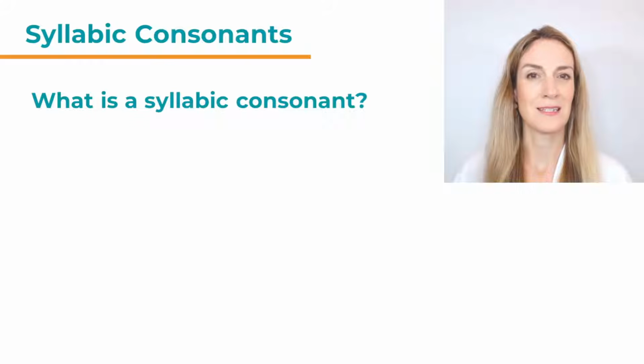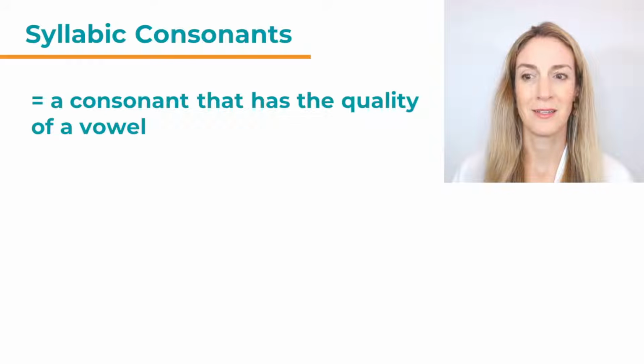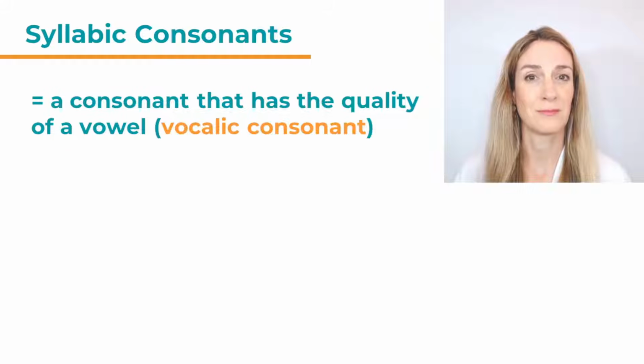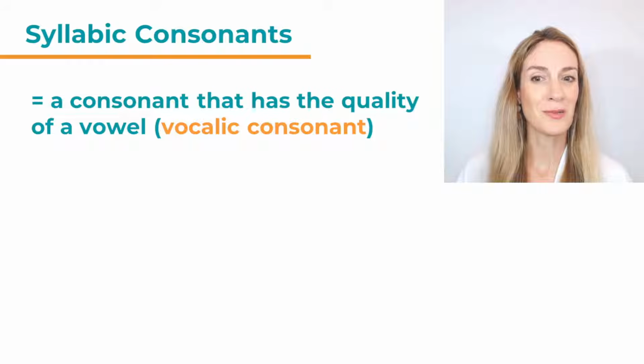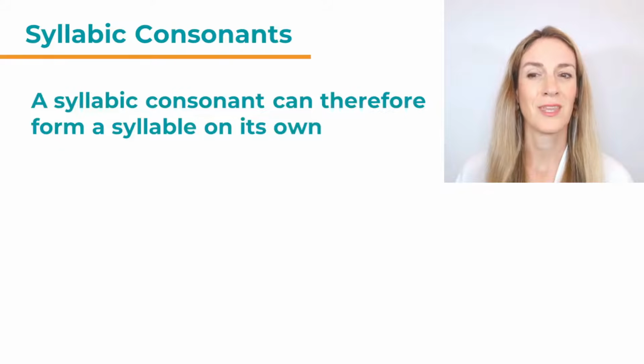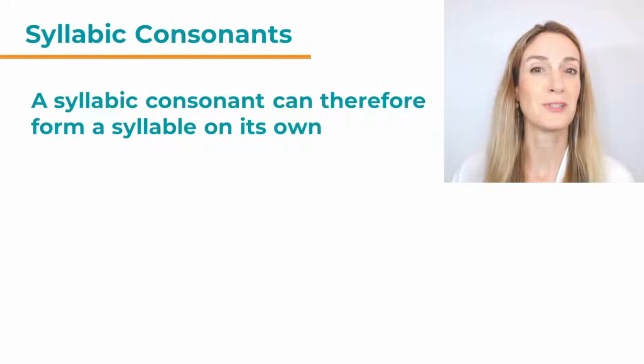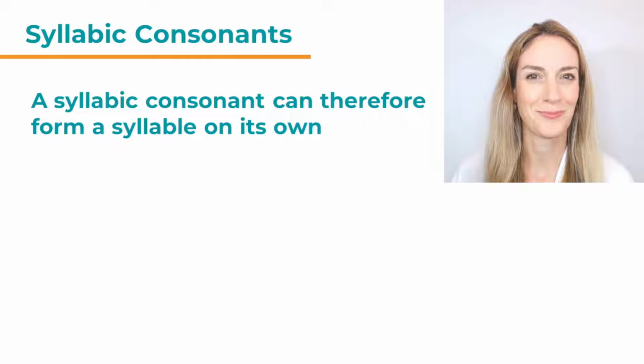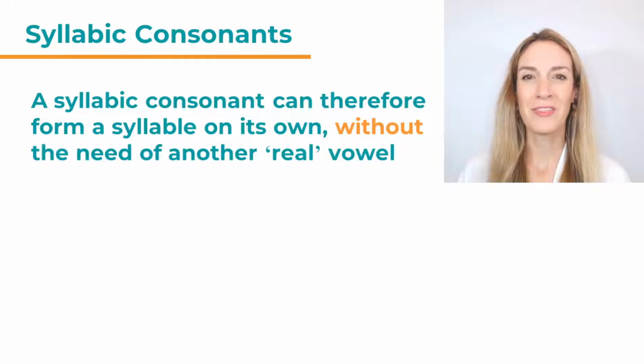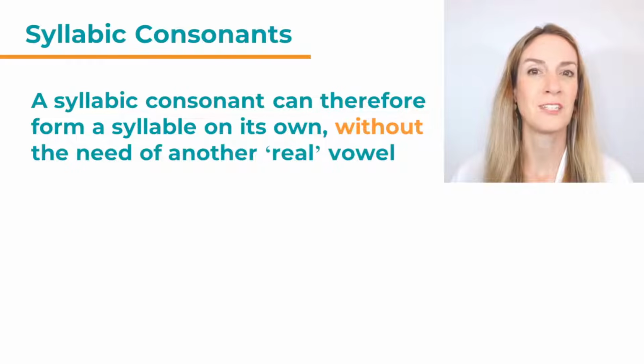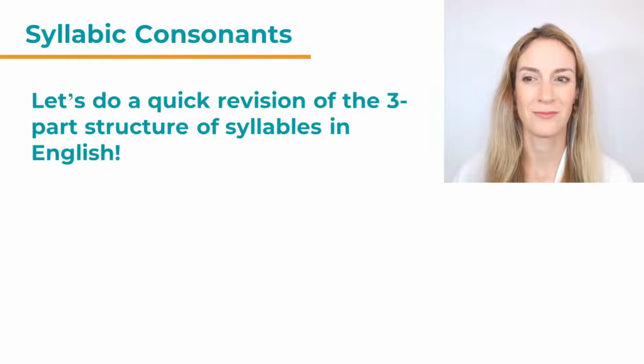What is a syllabic consonant? Well, it's a consonant that has the quality of a vowel. That's why they're also sometimes called vocalic consonants. A syllabic consonant can therefore form a syllable on its own, without the need of another real vowel sound.